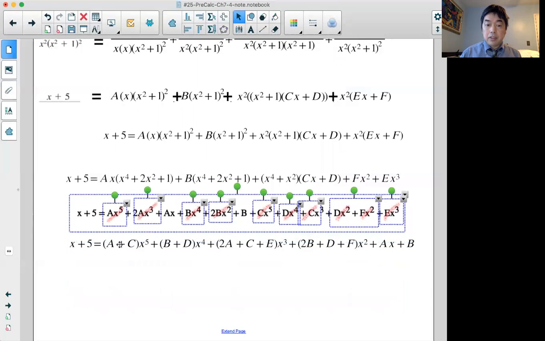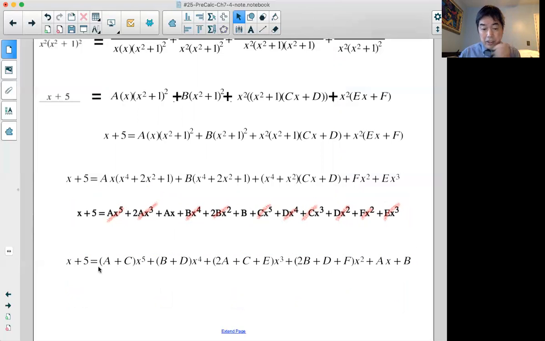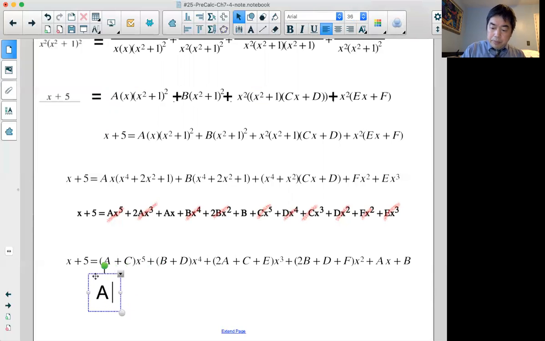And this is supposed to be equal sign. So now we can see, you don't see any fifth power. So a plus c must be 0, right? And you don't see a fourth power. So b plus d must be 0. So now I'm writing down a plus c is 0. And b plus d is also equal to 0.